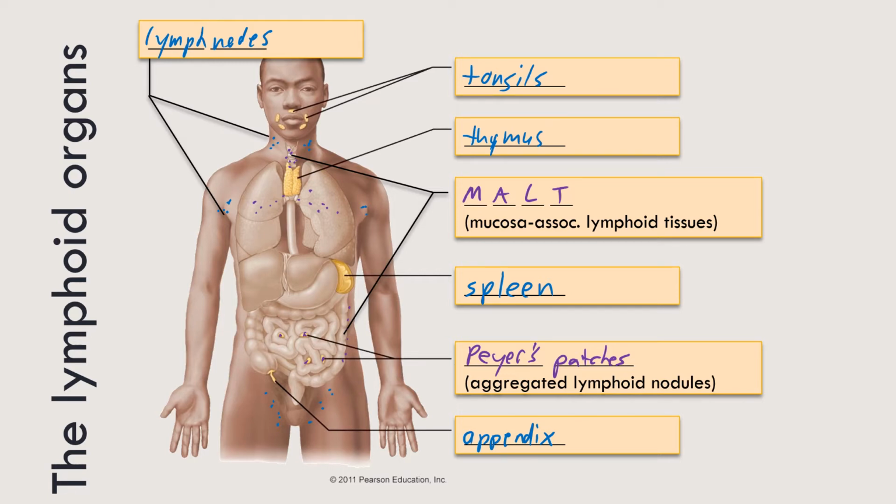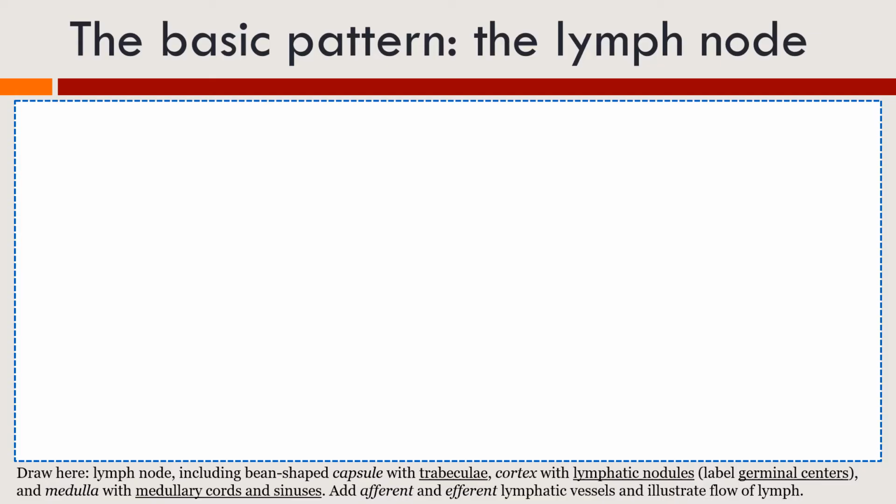All of these tissues play similar roles in that they have something to do with the development and ongoing surveillance of the immune tissues, something to do with the activation of the immune system and its continuing activity in protecting your body. Okay, so we're going to start by talking about the basic pattern for all of these other tissues, which is the lymph node.